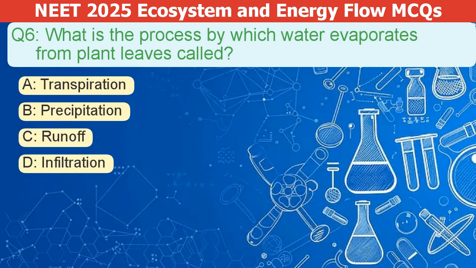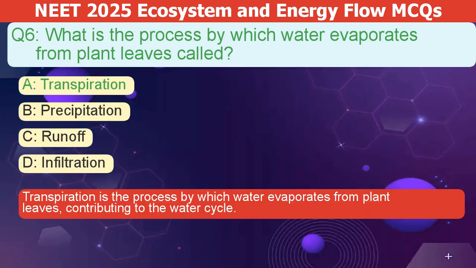What is the process by which water evaporates from plant leaves called? A. Transpiration. B. Precipitation. C. Runoff. D. Infiltration. The correct answer is A. Transpiration is the process by which water evaporates from plant leaves, contributing to the water cycle.